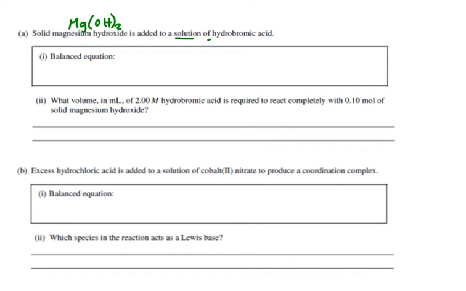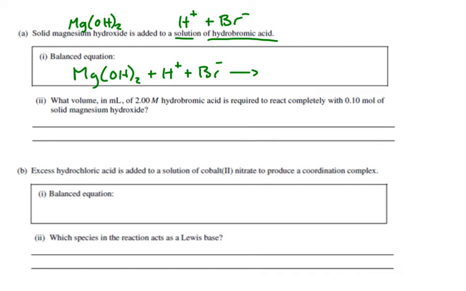This is a solution of hydrobromic acid. Hydrobromic acid is a strong acid, so I would have this and that. We can definitely write it all. We can always cross out stuff later. If you're not sure, you can always do work. So we might cross stuff out, we may not. We'll work on it.